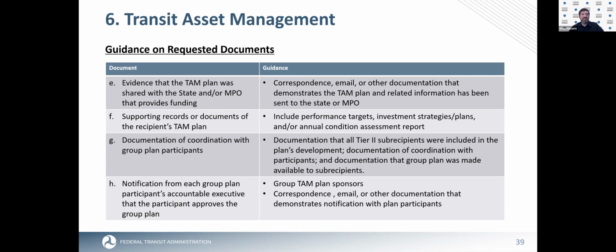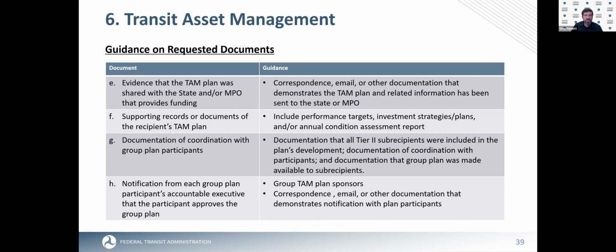Item E. The RIR asked for evidence that the TAM plan was shared with the state and or the MPO that provides funding. So this is something that you could answer by uploading some email or other correspondence that basically shows you've shared this TAM plan, again, with the state and or the MPO. Item F asked for any supporting records or documentations in your TAM plan. That would include performance targets, investment strategies and plans, or that annual condition assessment report. Now, most of the time, those are elements within the TAM plan, but if yours is formatted slightly differently, you want to make sure that all of the supporting records and documentation is provided with your RIR response.